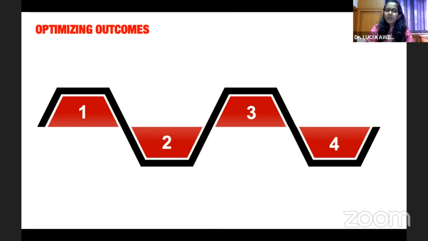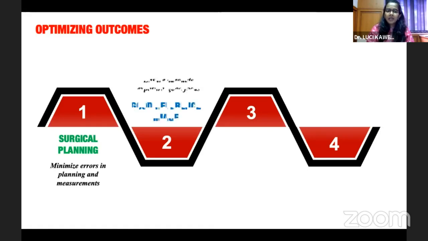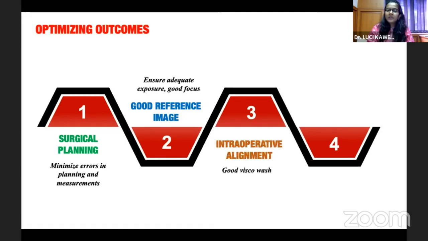In order to optimize outcome with these digital imaging systems, it is good to do your surgical planning properly so that the errors in measurements and planning are reduced. You have to get a good reference image to ensure adequate exposure of the limbus, with a well-focused image. Intraoperative alignment should be proper along the axis, and make sure that the visco wash is done in a proper way so that the immediate postoperative rotation is minimized.